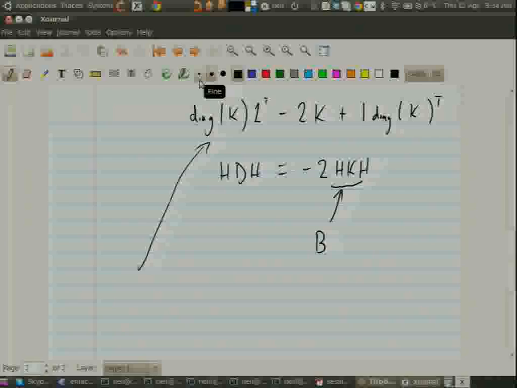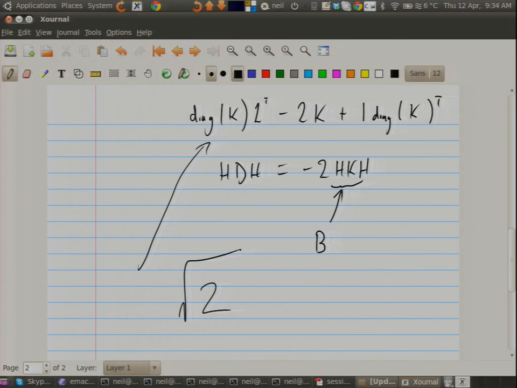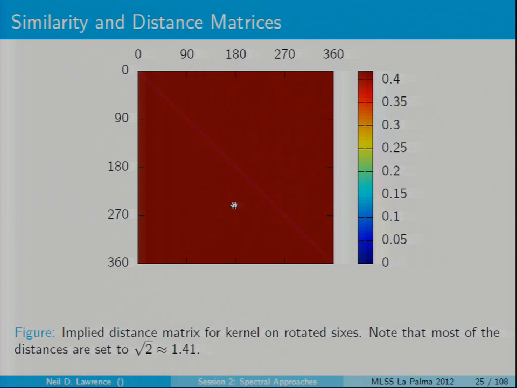So on the diagonal, these are all matrices of 1s. And if you're dissimilar, this kernel in the middle gives you 0. So the squared distance is basically 2. And the square root of that is square root of 2. So I don't quite know what's going on with my color map, but all these distances for dissimilar points are the square root of 2. They're only not square root of 2 along the diagonal.